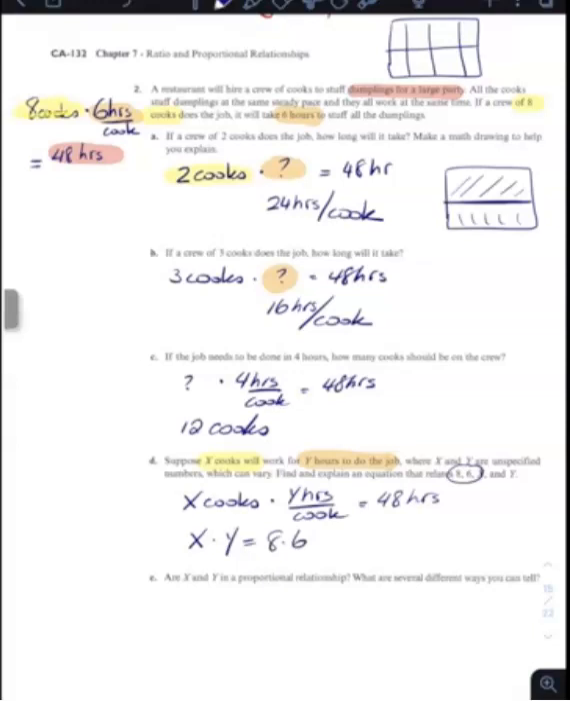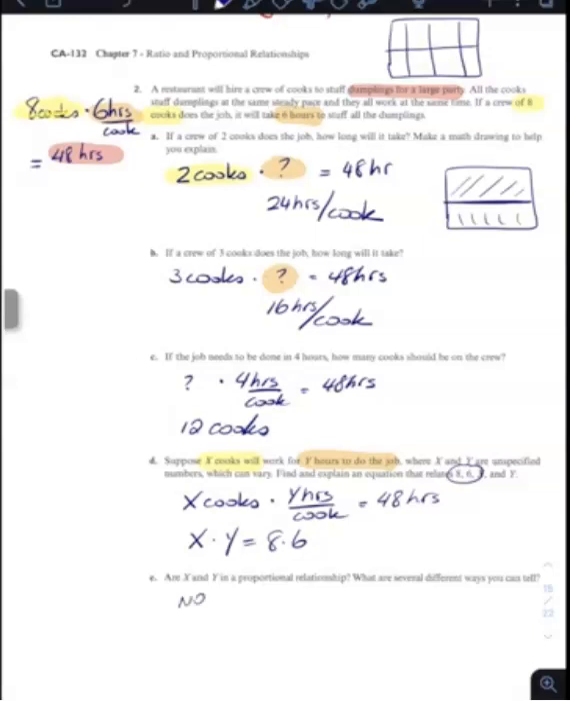Are the X and Y proportional? Although there was a lot of multiplication happening here and it looked fairly good, this is not a proportional relationship, because as you increase the number of cooks from 2 cooks to 3 cooks to 12 cooks, the number of hours that they each have to work, 24 hours per cook, 16 hours per cook, 4 hours per cook, actually decreases. The bigger your team, the faster the job takes.